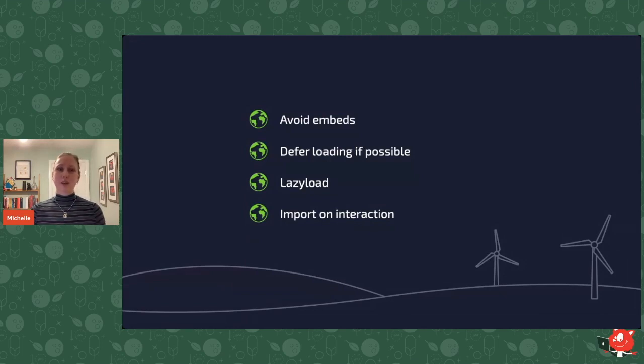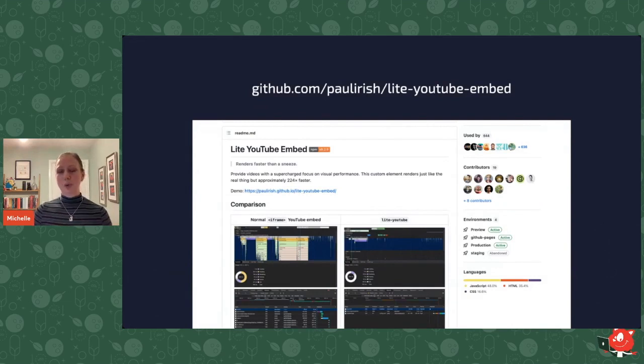And the other thing we could do is not load these resources until a user interacts with them. So only load a chat widget or YouTube video when a user clicks on it, when they've made an active choice to engage. And this is known as import on interaction. And with YouTube videos, you can provide what's known as a facade. So a static image, the user clicks on it and the video loads. There's an easy way to do that with Paul Irish's Lite YouTube Embed library, which is available on npm.